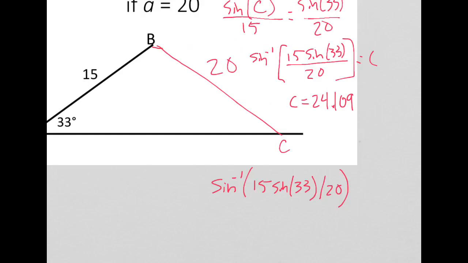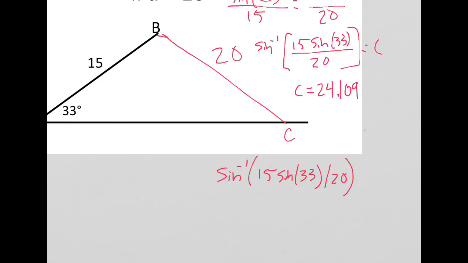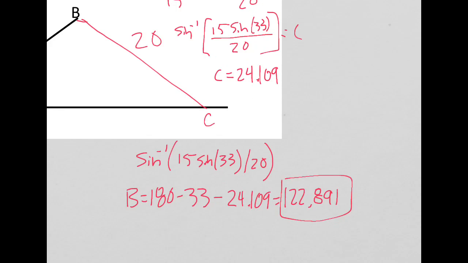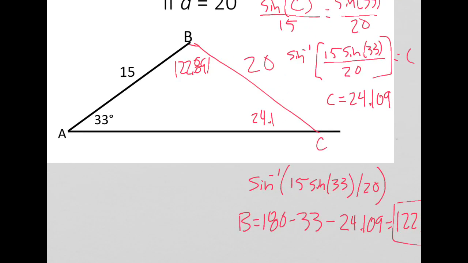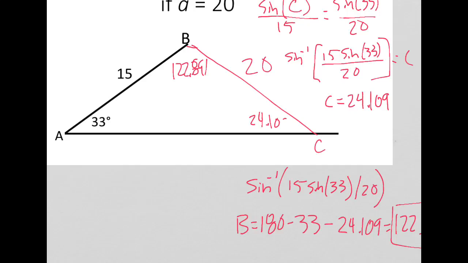You should get 24.109, which then means to find B, we could take 180 and subtract what we know, 33 and 24.109 to get 122.891. So, let's label this real quick. 24.109. And there we get this big old obtuse triangle.